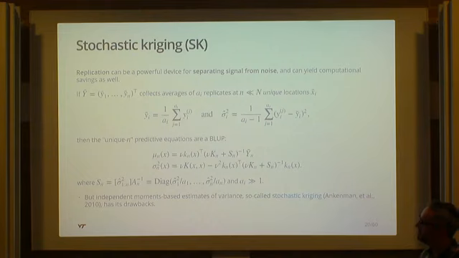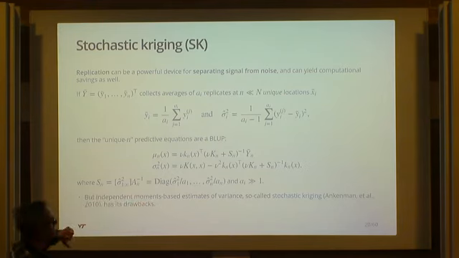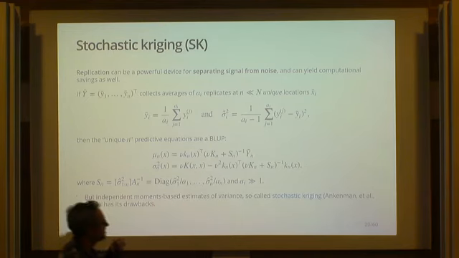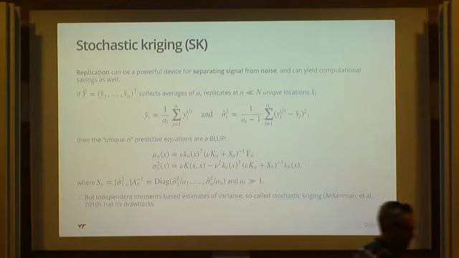Everyone knows that replication can be a powerful device for separating signal from noise, but it also gives you computational savings in this framework. Here's the essence of that computational savings. Just take empirical averages and empirical variances and throw away the original data. So that's what I'm doing here. I'm making some y bars, which are the average of a_i replicates at a particular input x, and I'm getting some sigma_i hats, which are unbiased, pointwise, moment-based estimates of variance.